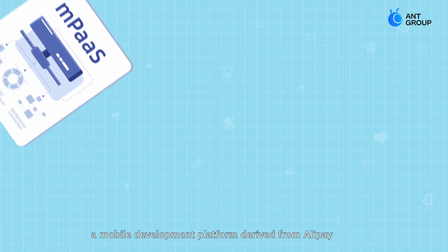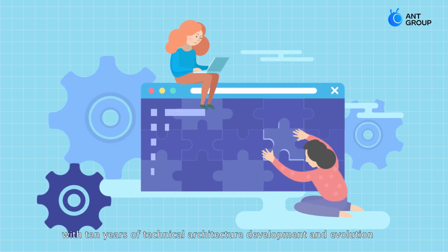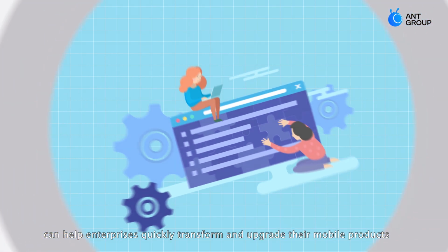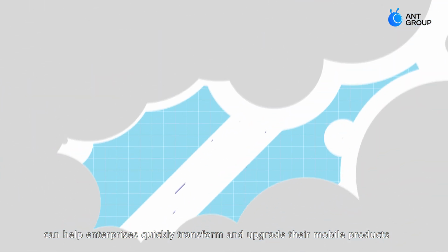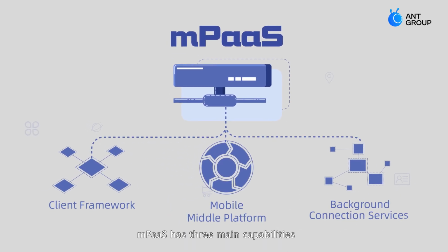mPaaS, a mobile development platform derived from Alipay, with 10 years of technical architecture development and evolution, can help enterprises quickly transform and upgrade their mobile products. mPaaS has 3 main capabilities.